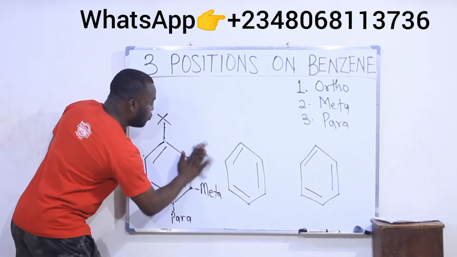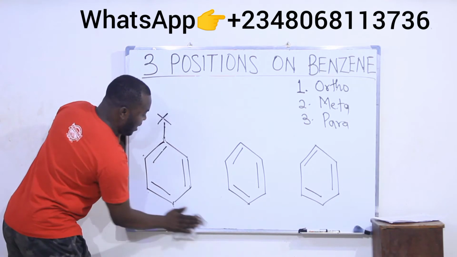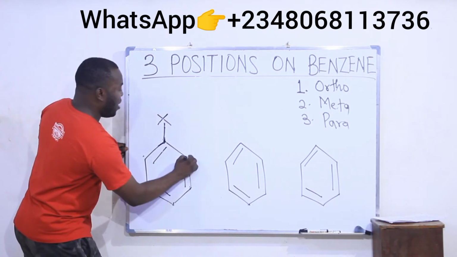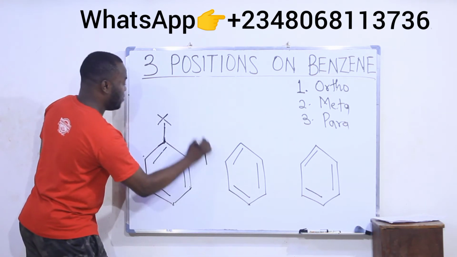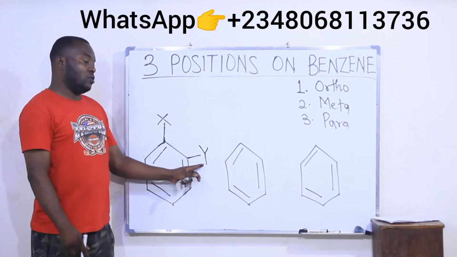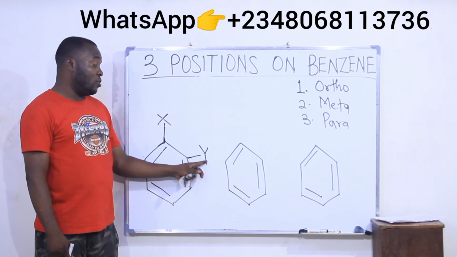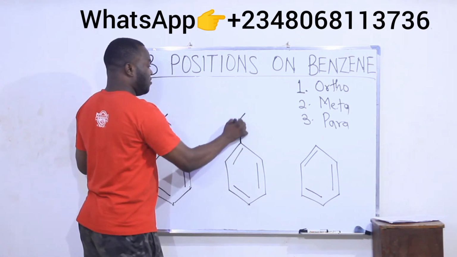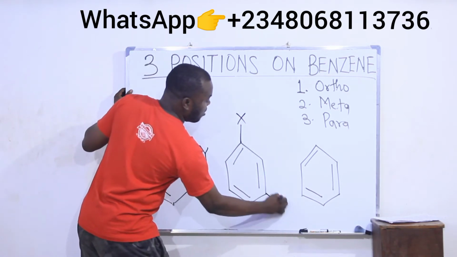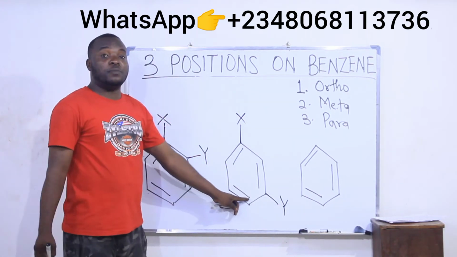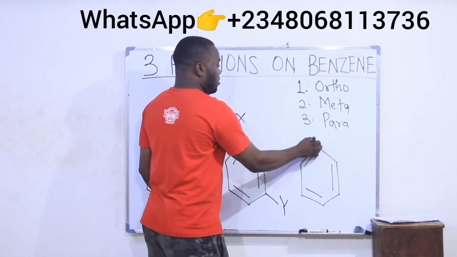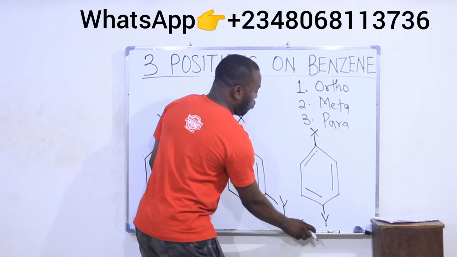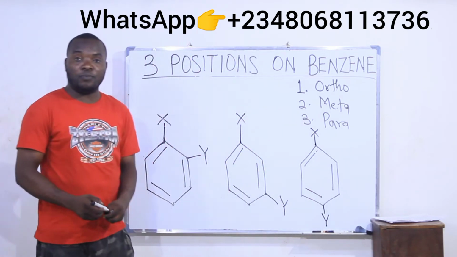Now, let's use Y as the incoming group. Now, if I have my Y placed here, this is Y at the ortho position. If I put my Y here, this is X. If I put my Y here, it means that Y is at the meta position. This is my X. If I put my Y here, we say that Y is at the para position.